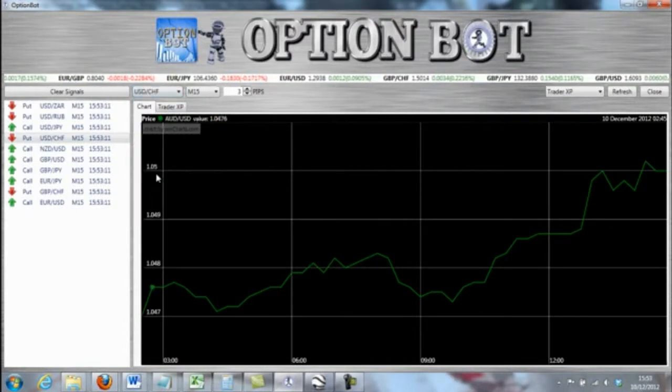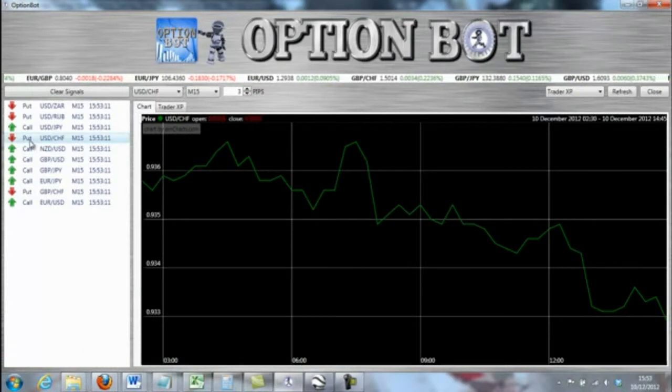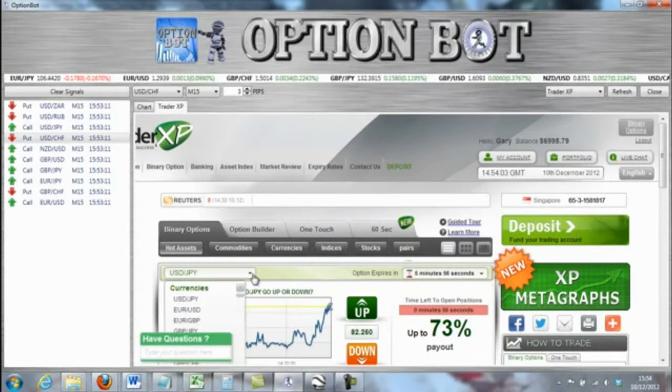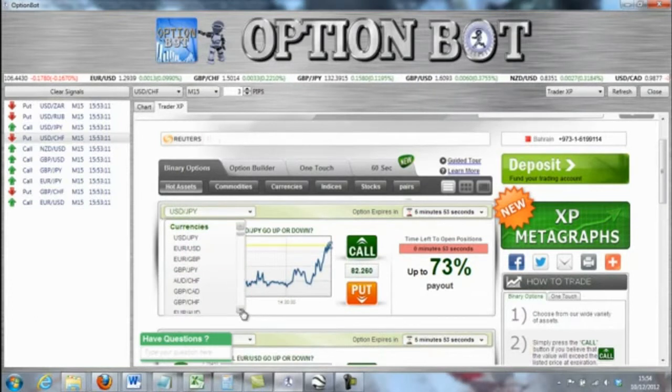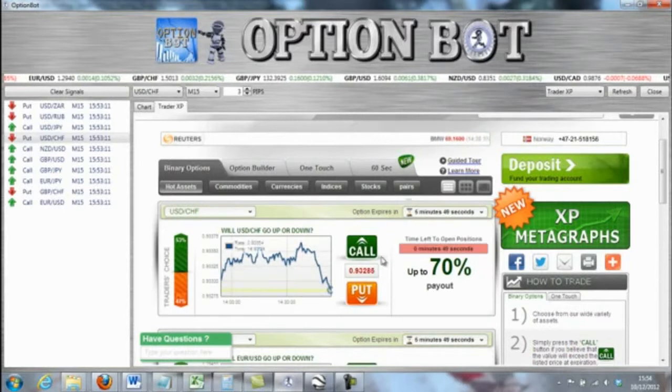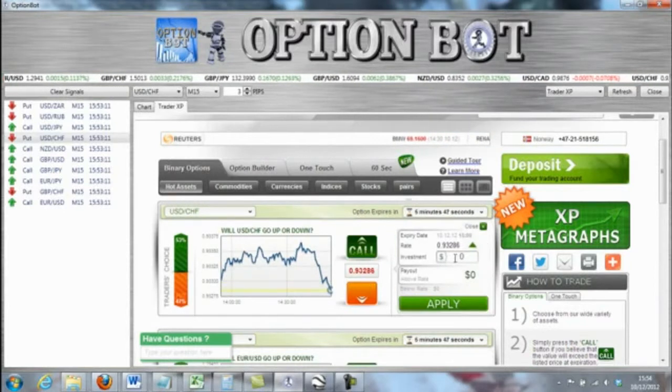So now I'm going to have a look at what OptionBot's told me to do. It's got a few currency pairs here that I don't like the look of. First of all, South African rand, ZAR moves a lot. So does ruble, so does Japanese yen. However, USD CHF, that's quite a good strong pair. So I'm going to select USD CHF.